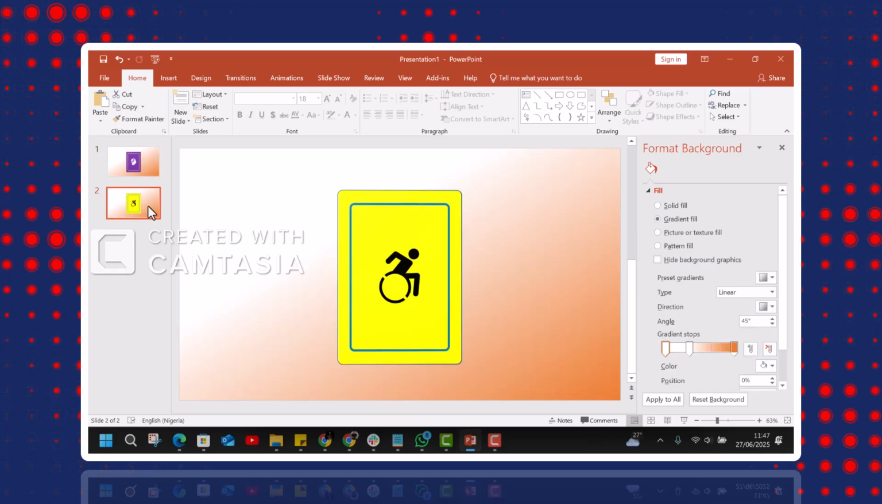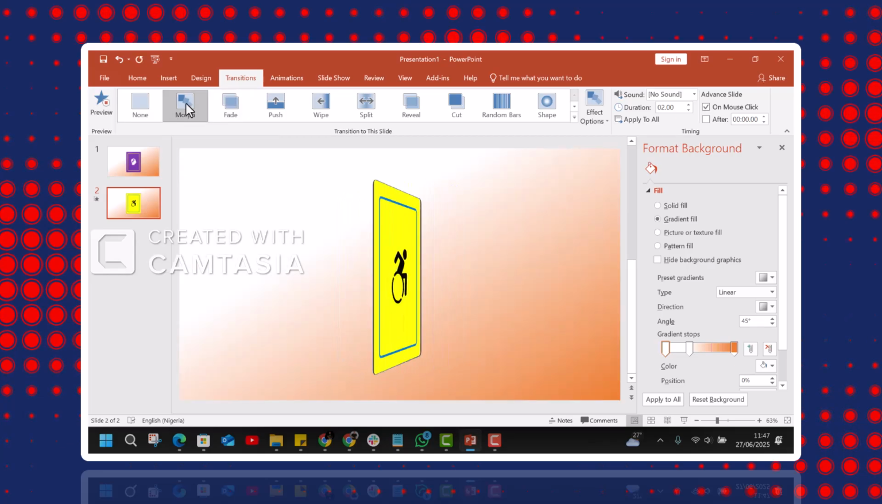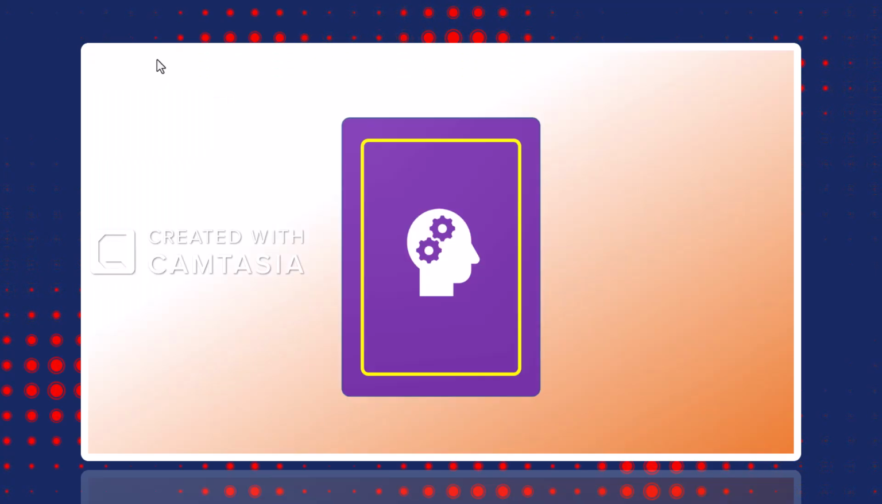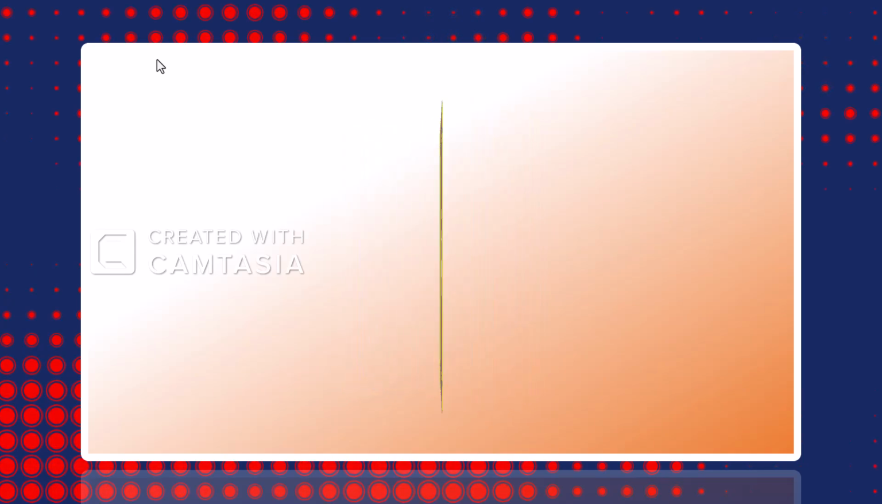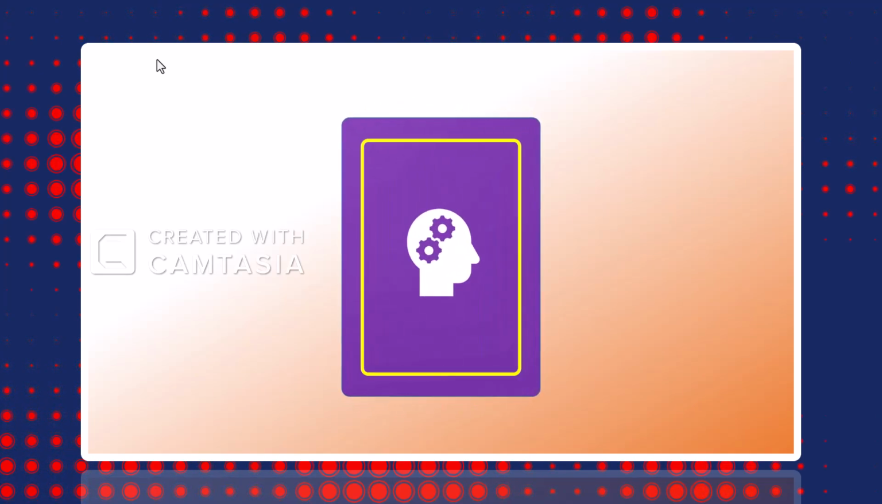Then we select the second slide, go to our transition and select the morph transition. So that is it. As we can see, it's already giving what we intend to achieve. This is the front and this is the back.